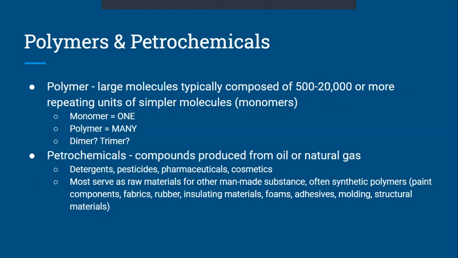So first, polymers and petrochemicals. A polymer is just a large molecule. It's typically composed of 500 to 20,000 or more repeating units of a simpler molecule. And those simpler molecules are called monomers. So if you have a monomer, you have one. If you have a polymer, you have many. Mono means one and poly means many.